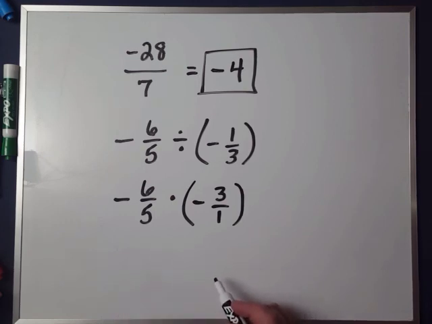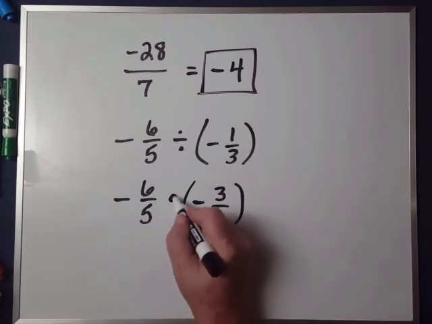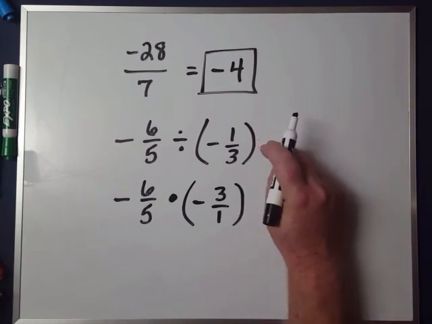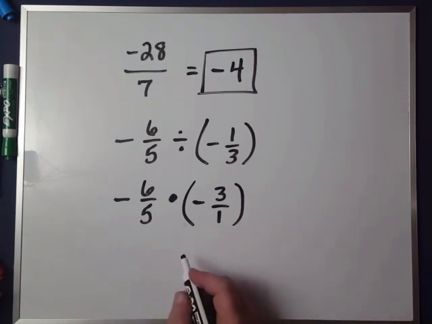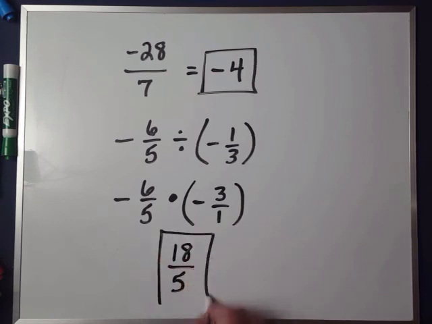We check for cross-canceling. And in this particular problem, there's nothing that will cross-cancel. Remember, cross-canceling works only under multiplication. So don't check to cross-cancel while you're still under division. Wait until after it's a multiplication problem. Nothing will cross-cancel, so we multiply the tops, multiply the bottoms, and a negative times a negative is positive.